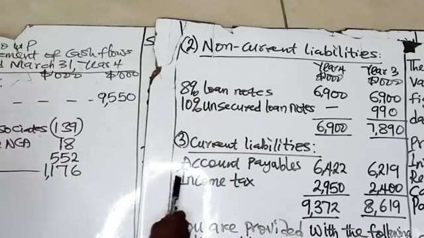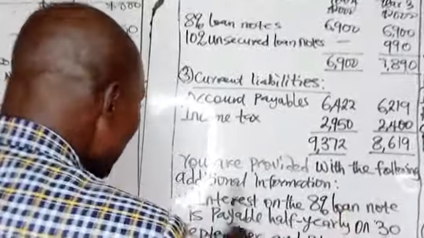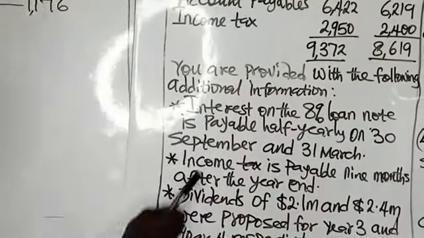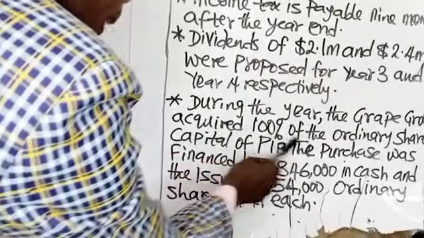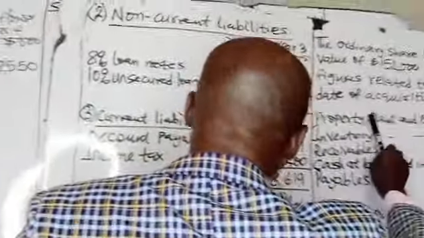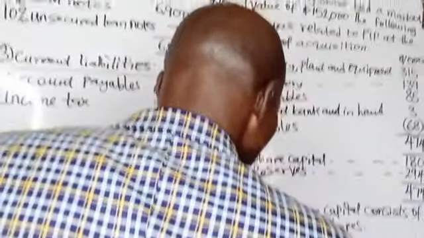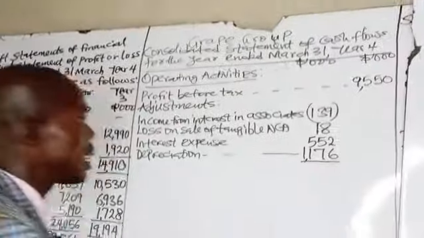Note 3 is current liabilities. We have account payables and income tax. You are provided with the following additional information: interest on the 8% loan notes. This is interest. This is income tax. This is dividend. During the year, the Grape Group acquired 100% of the ordinary shares. This is the acquisition of the subsidiary during the year. This is the continuation of the information related to the acquisition of the subsidiary during the year. So, note 4 is the share capital. So, these are the items that will require adjustment before the changes in working capital are dealt with.